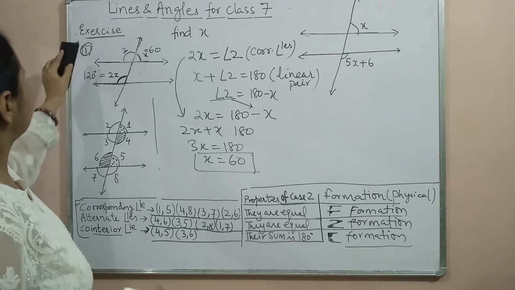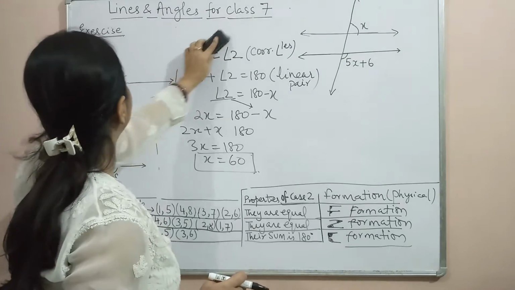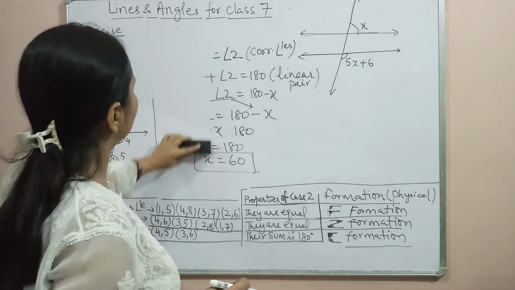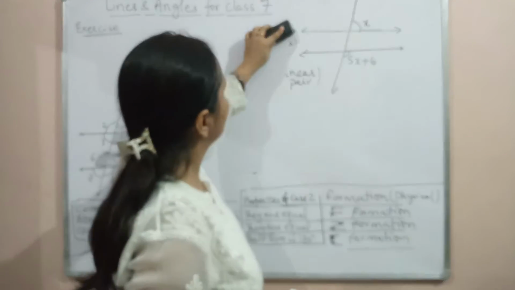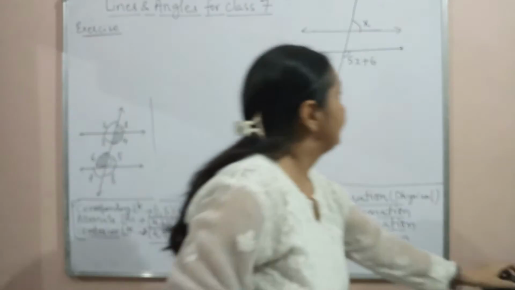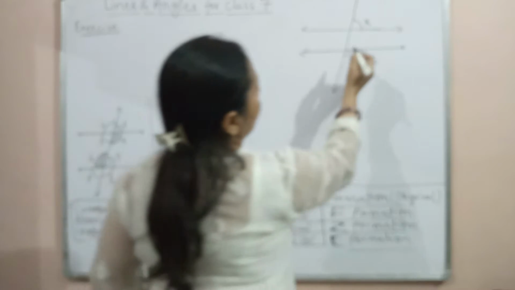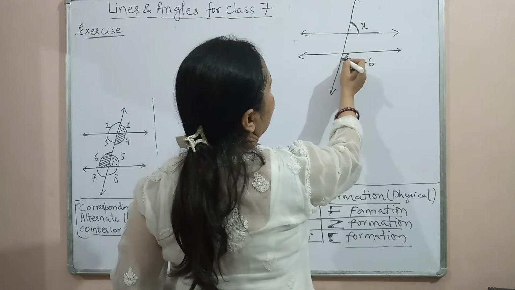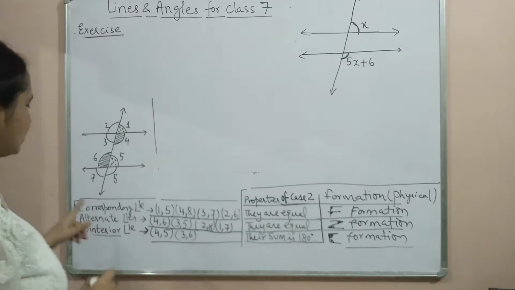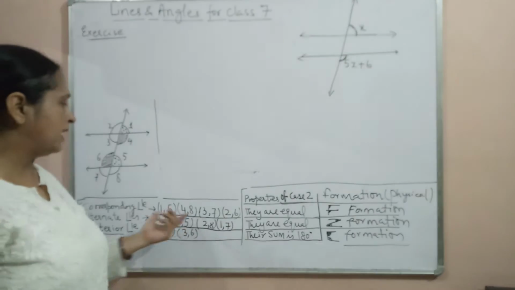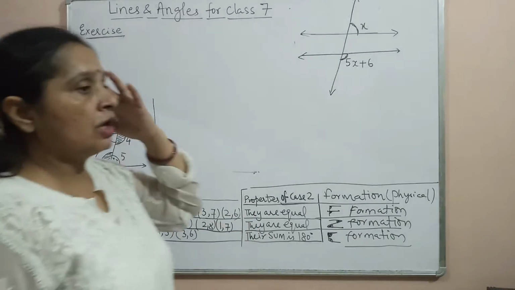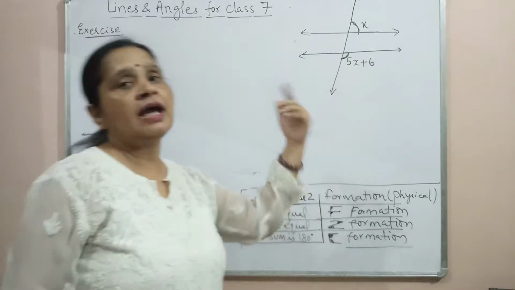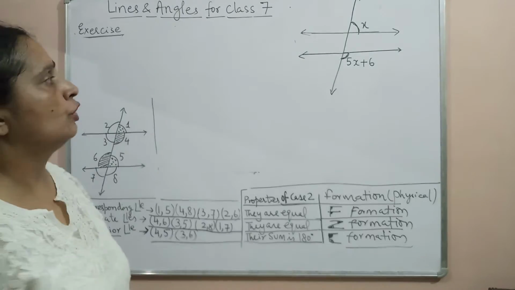Now let's come to the second question. There also we have been given a few angles and we have to find the value of x. Here again we have been given this angle and this angle, which do not have any direct connection. If these were any one of these three pairs of angles, we would have used their property, and from that we would get a linear equation, and that will help us find the value of x.